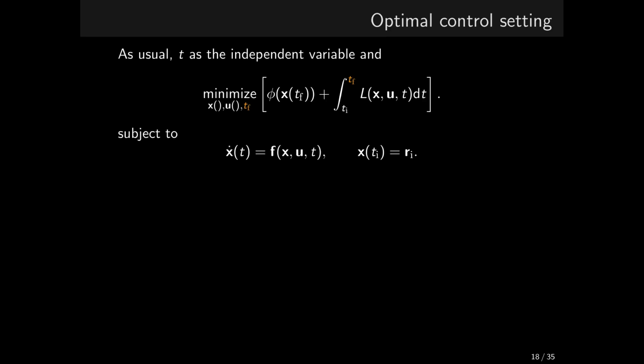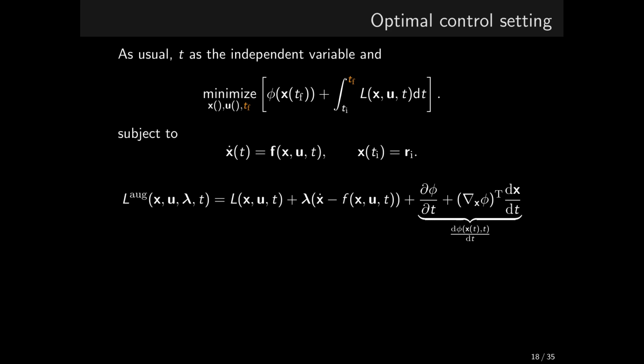Again, time to switch to the optimal control setting. The usual general cost function and the system model are given here. The only new circumstance is that the final time is also among the optimization variables. The augmented Lagrangian contains not only the original Lagrangian L and a term corresponding to the state equation, but also a term corresponding to the terminal cost.